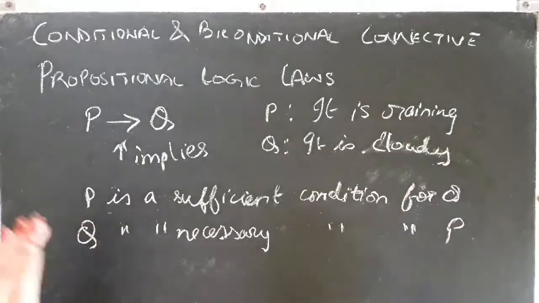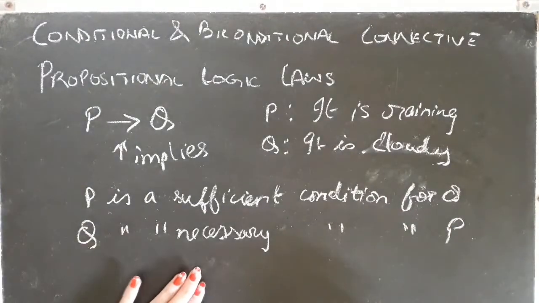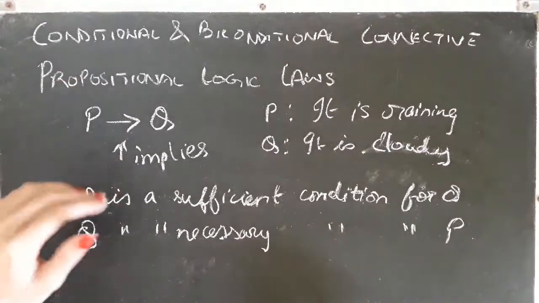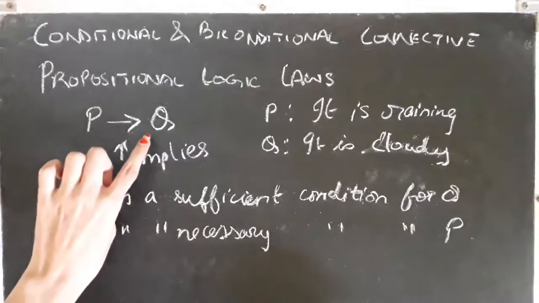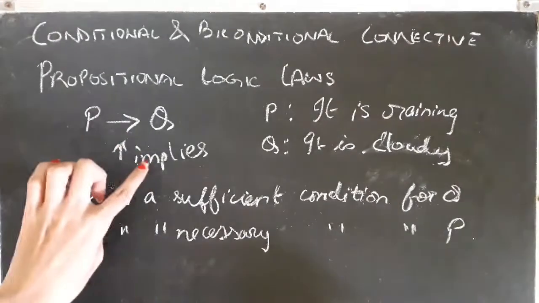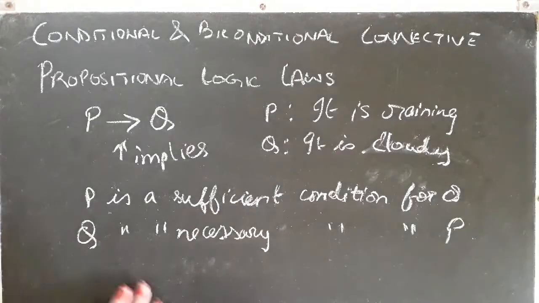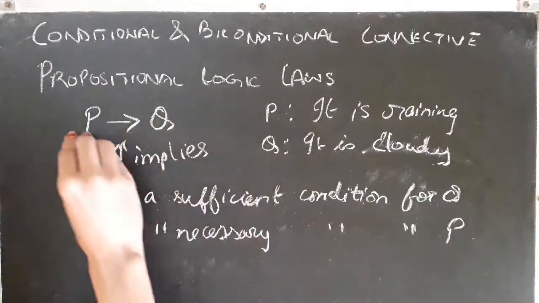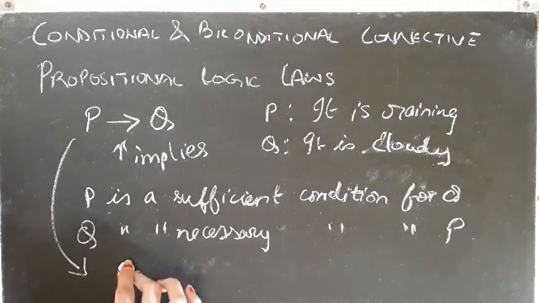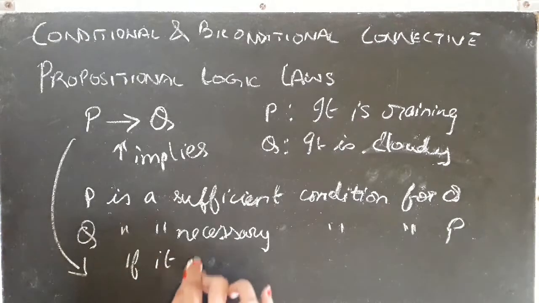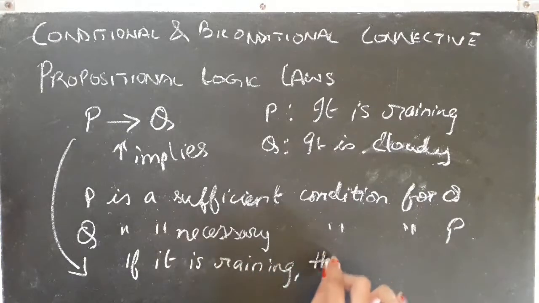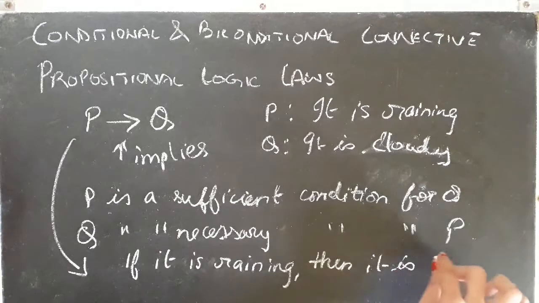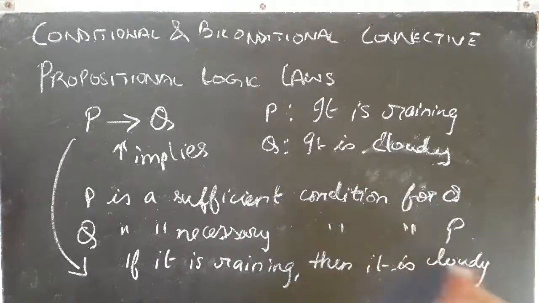So in this case, we have a guarantee that because it rained, the weather was cloudy. Now that we know sufficient and necessary conditions, we can write the conditional statements where P is always the sufficient condition for Q and Q is always the necessary condition for P. Thus, P implies Q in this case means if it is raining, then it is cloudy. This is how a conditional statement is supposed to be written.